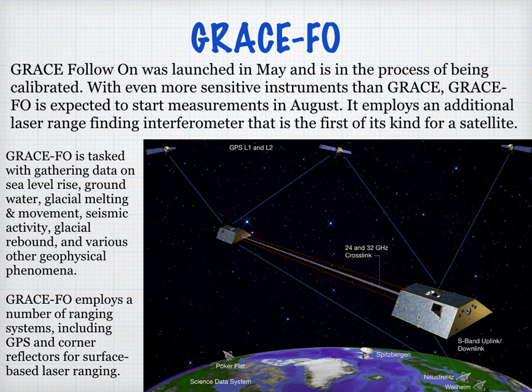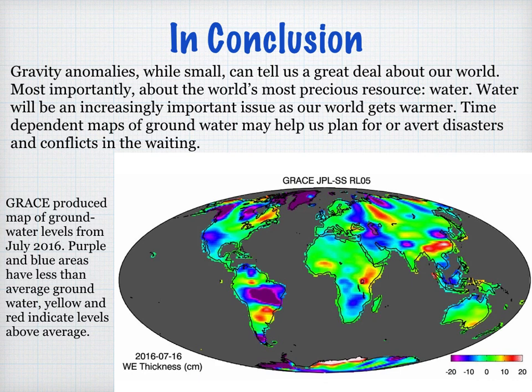So in conclusion, gravity anomalies, while small, can tell us a great deal about our world. Most importantly, about the world's most precious resource, its water. Water is going to become an increasingly important issue as our world gets warmer, and time-dependent maps of groundwater may help us plan for or avert disasters and conflicts in the future. Many governments have identified water rights as a potential source of geopolitical conflict in the future, and this is a problem that we're going to have to pay attention to very closely.